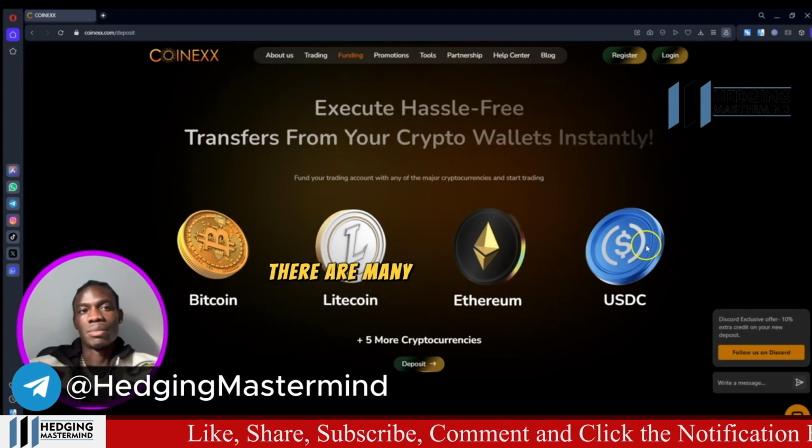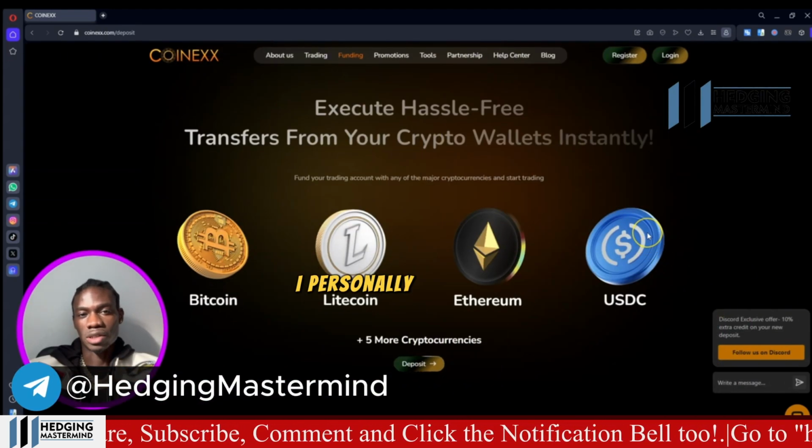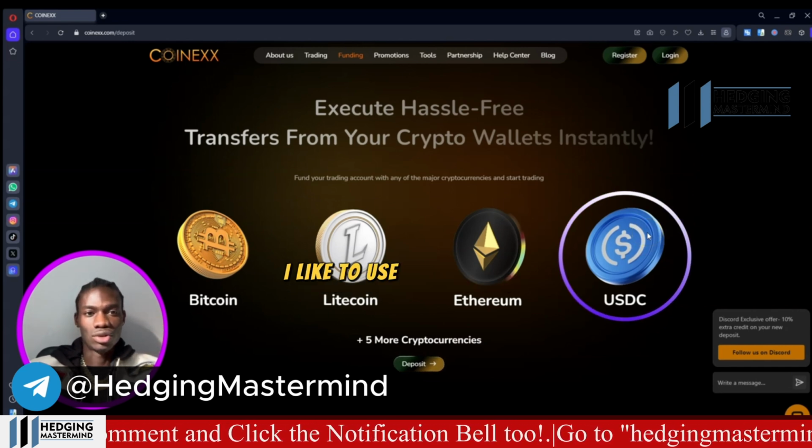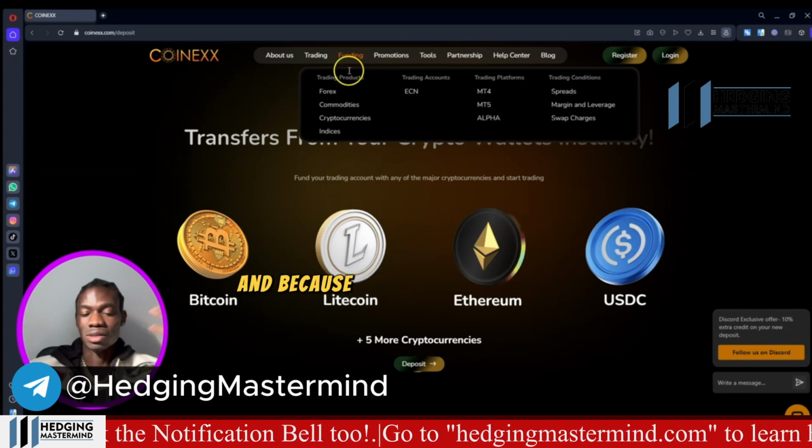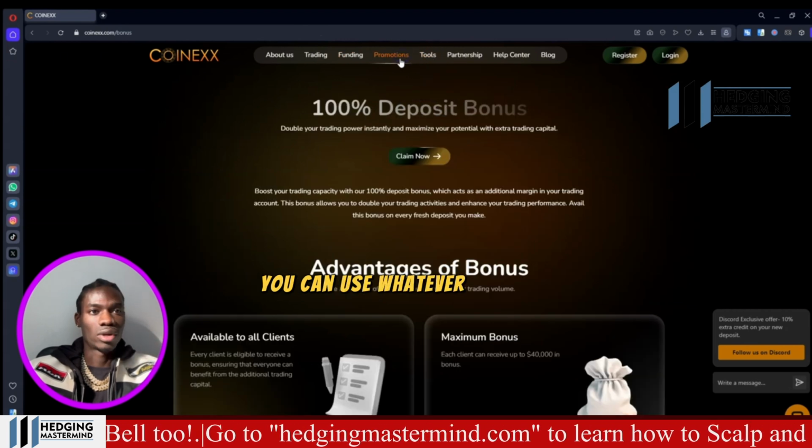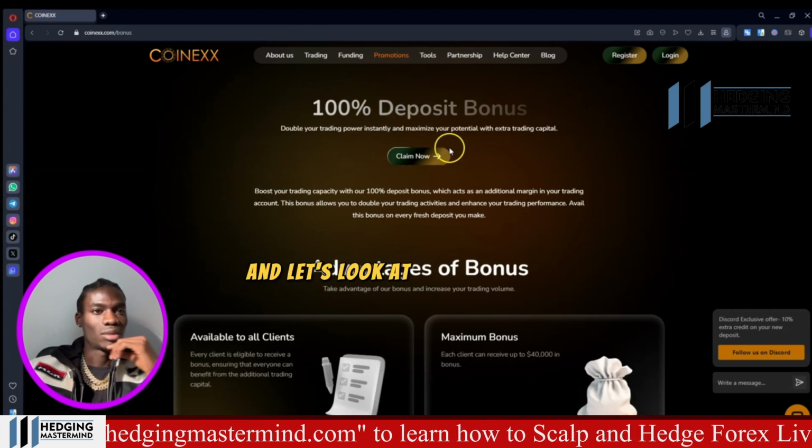Now there are many ways you can deposit and withdraw. I personally chose USDC. I like to use USDC to make withdrawals because it's easier to calculate, but you can use whatever you want. And let's look at the promotions also.